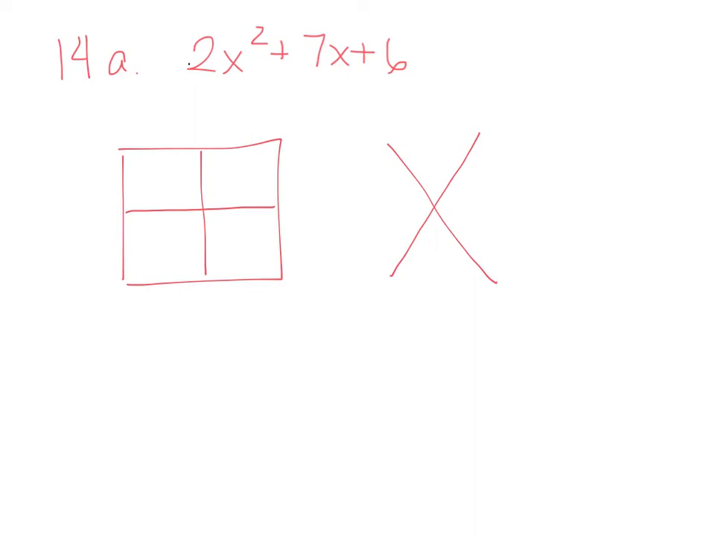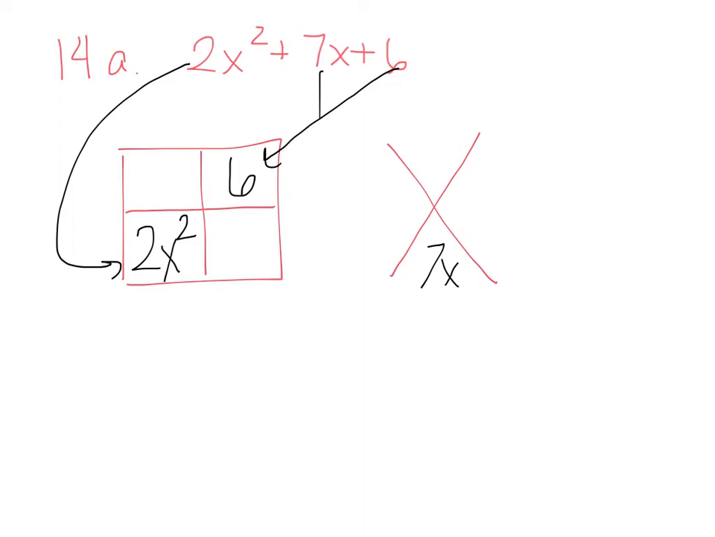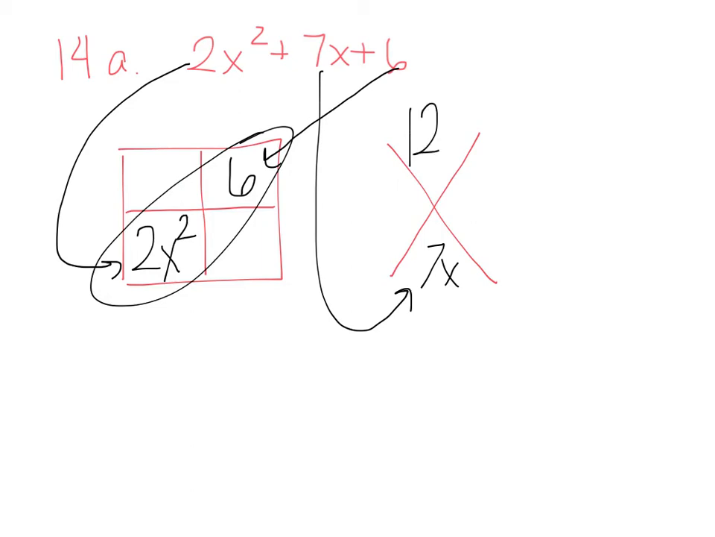And we talked in class that the first term here is always going to go in the bottom left. The last term is always going to go in the top right, and then that middle term is always going to go on the bottom of our diamond. This is how we're going to set up every single problem. So to get the top of the diamond, we're going to multiply the 2x squared and the 6 together to get 12x squared.